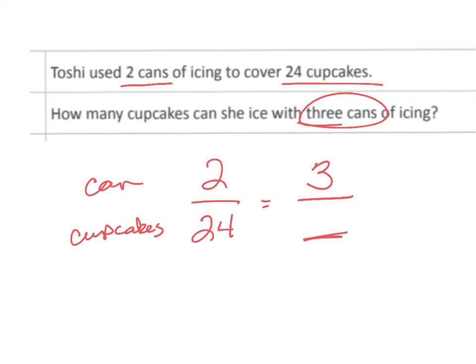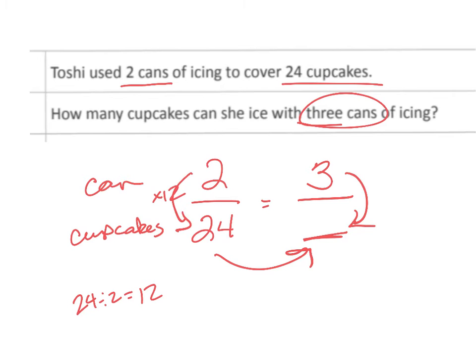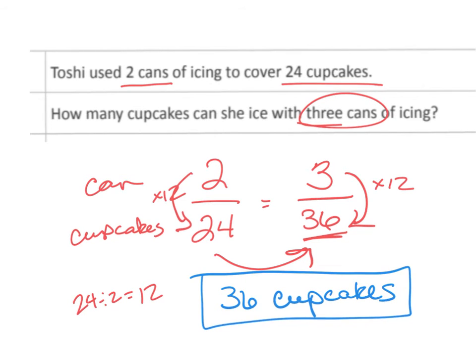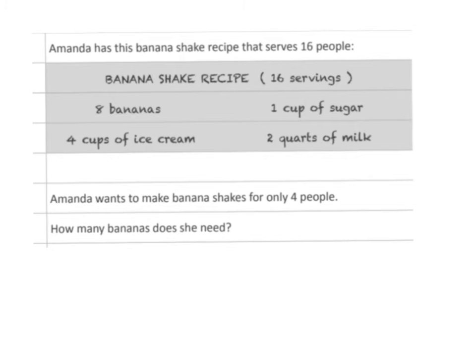Because this is my blank, I want to do something to the 3 or something to the 24. Doesn't matter which. I look at it this way and it looks a lot easier. 24 divided by 2 gives me 12. So 2 times 12 gives me 24. So 3 times 12 gives me 36. So our answer is 36 cupcakes. And you have to remember to label. Now let's take a look at a recipe.